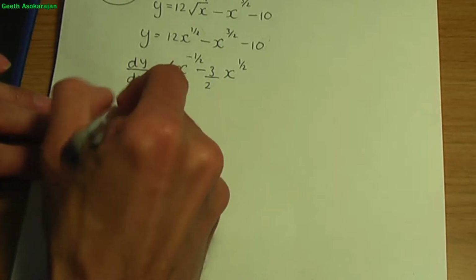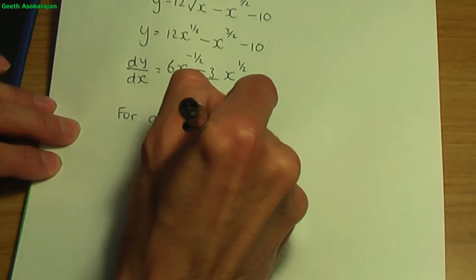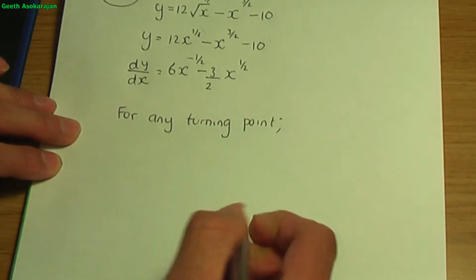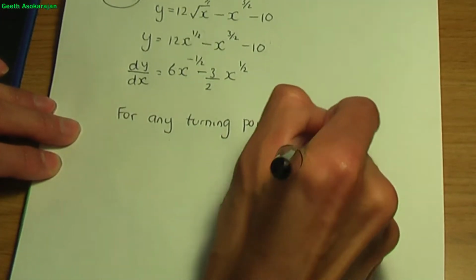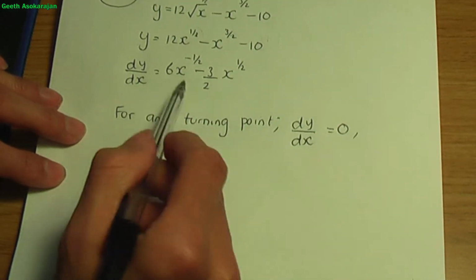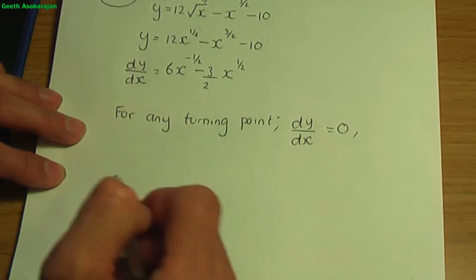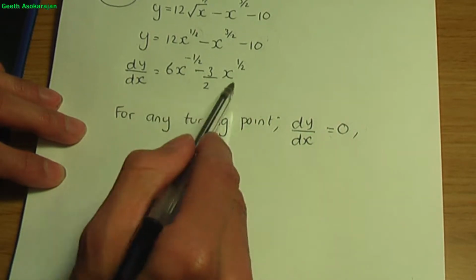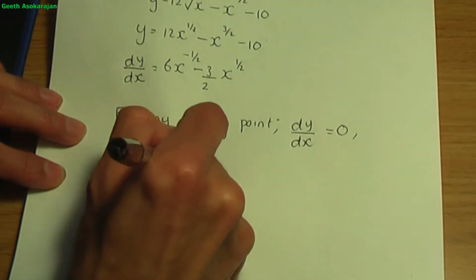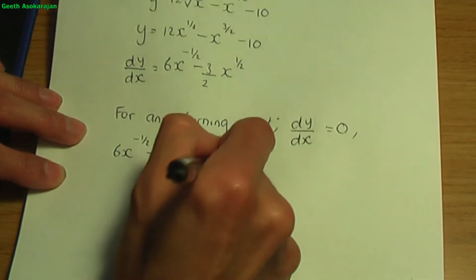But remember the condition for turning or stationary points. So for any turning point, the gradient of the tangent at that point, meaning dy over dx, is equal to 0. So let's equate dy over dx to 0. Let's calculate the x coordinates of the turning point. So here's dy over dx, so it's 6x to the minus half minus 3 over 2 x to the power of plus half. Let's equate that to 0.